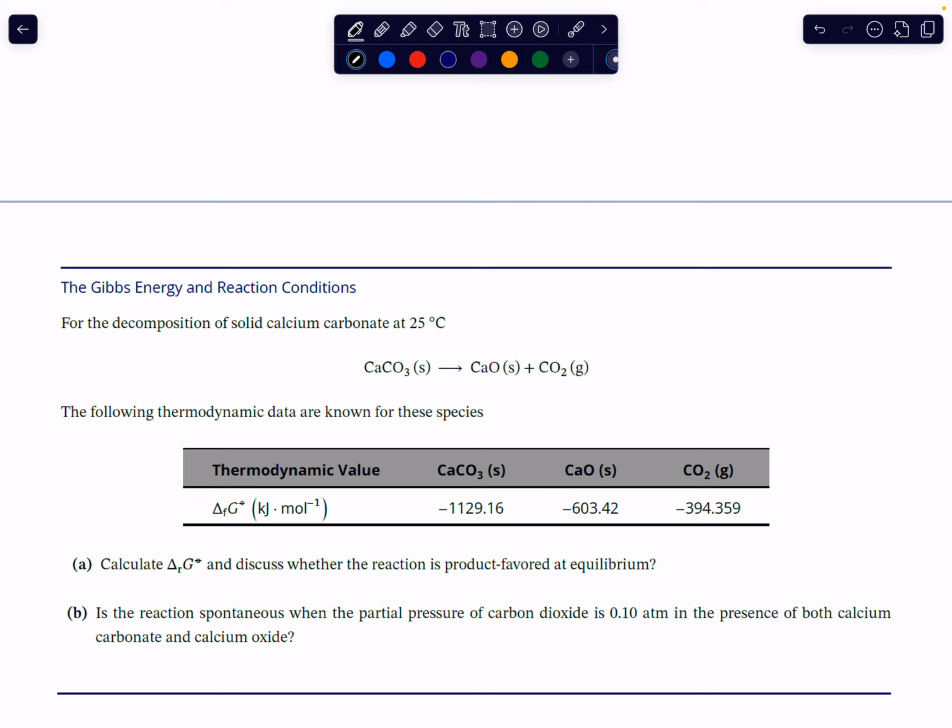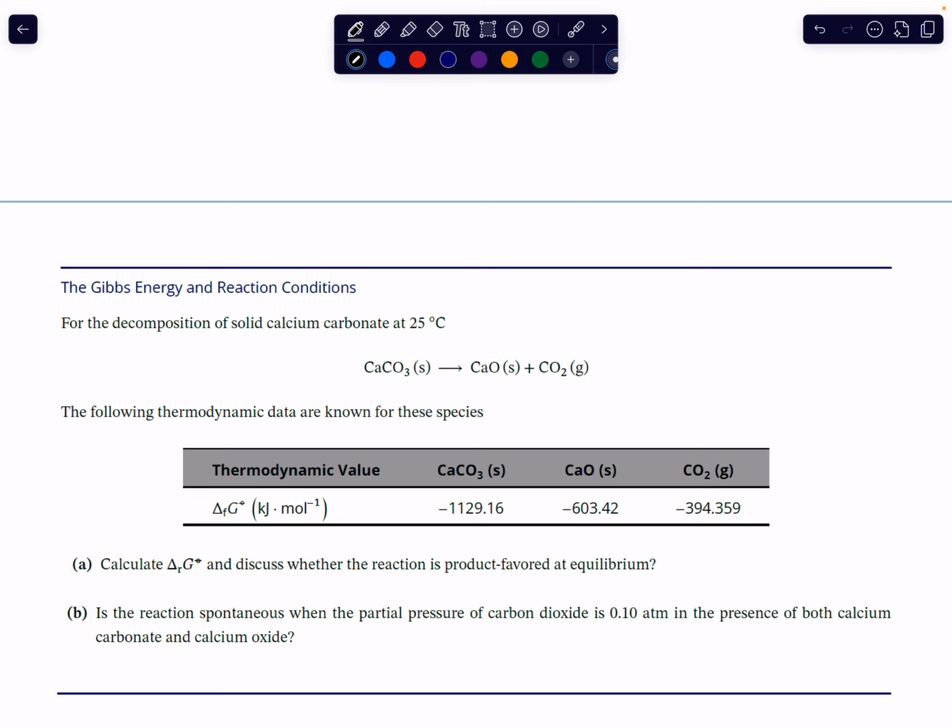Alright, so the first question asks, calculate the standard Gibbs energy of reaction and discuss whether the reaction is product favored at equilibrium. And then we're asked, is the reaction spontaneous when the partial pressure of carbon dioxide is 0.1 atmosphere in the presence of both calcium carbonate and calcium oxide? Alright, so those are the things that we have.